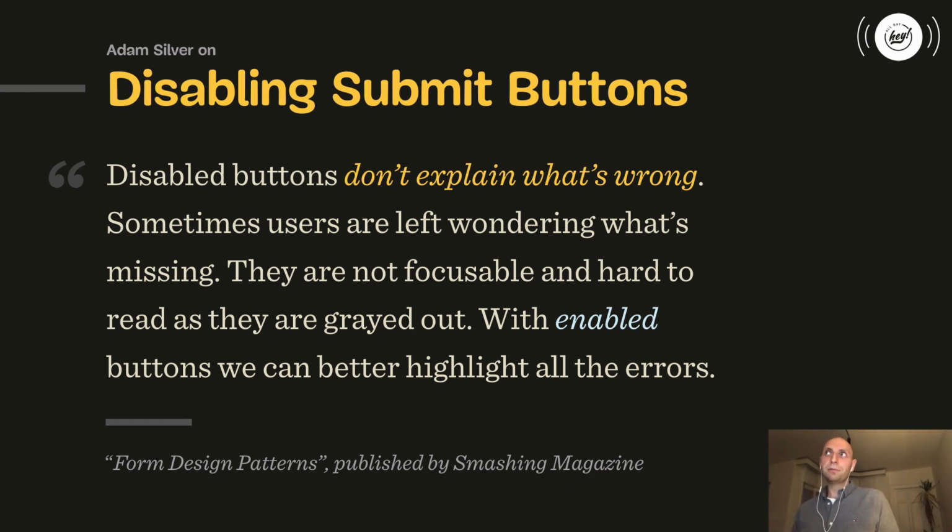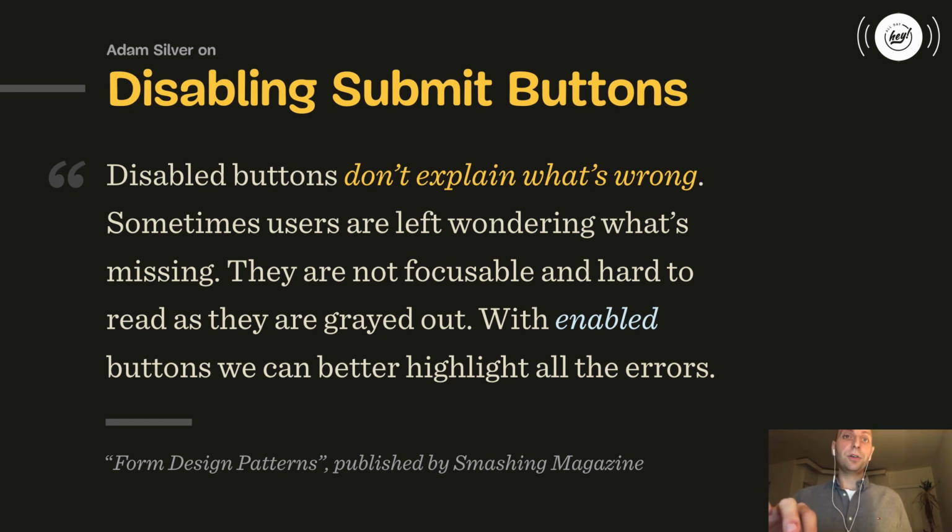Well, the problem with it is that while disabling submit buttons, we don't really explain what is wrong, right? Sometimes users are left wondering what's missing, and the buttons are not focusable and hard to read as they're grayed out. With enabled buttons, we get an opportunity to explain to somebody what is wrong. So maybe instead of disabling the submit button, allow people to click on it and then highlight errors right there.